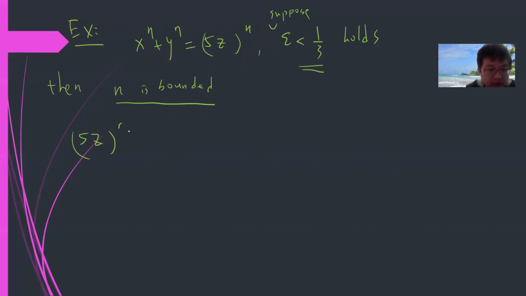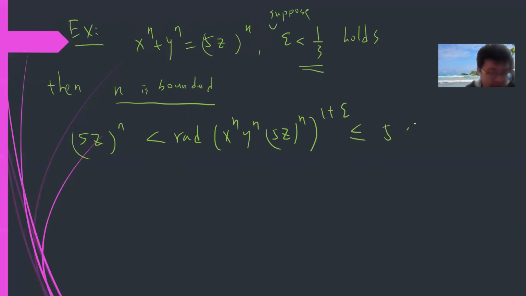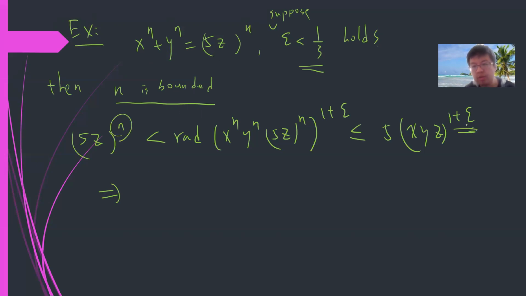So we can check that 5z and we're less than the radical of x and y, n by z, n, and let's say 1 plus epsilon, right? So this is 5 xyz to the 1 plus epsilon. Okay. Right. So I think you can easily see this, right? Because x and y, you can control x and y less than 5 to z. So basically there's n here and then there's 1 plus epsilon here, right? So n is bounded. Okay.